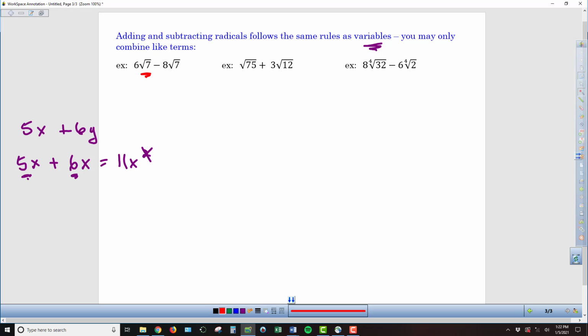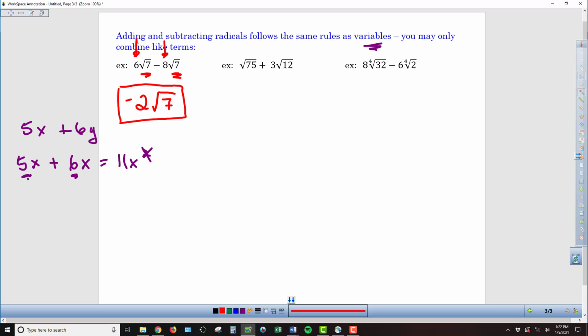So here I've got two problems that have the exact same number underneath the radical. So these are like terms. So that means my answer is going to have a root 7 in it. And so then I just need to subtract, since it's a subtraction question, the two coefficients. 6 minus 8 is negative 2, so my answer is negative 2 root 7. So again, we're treating it just as if it was a variable. So the root 7 doesn't change, we just add or subtract the coefficients.